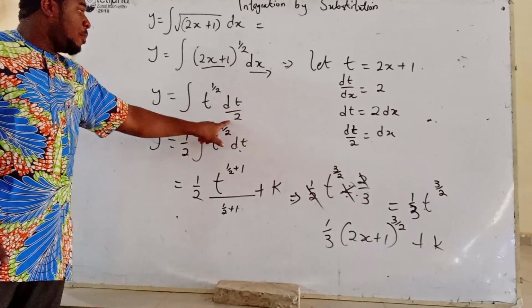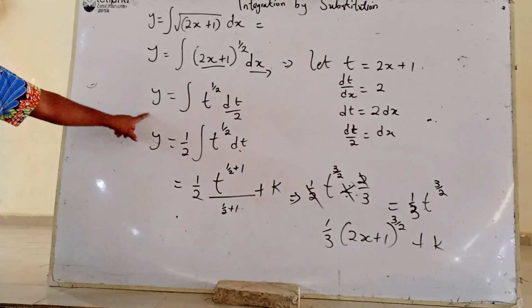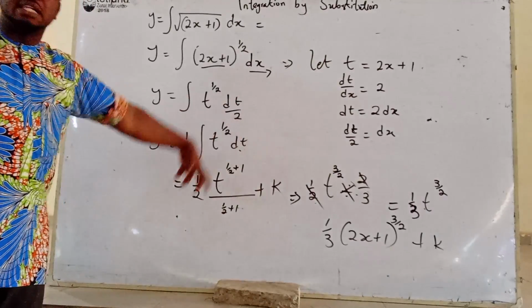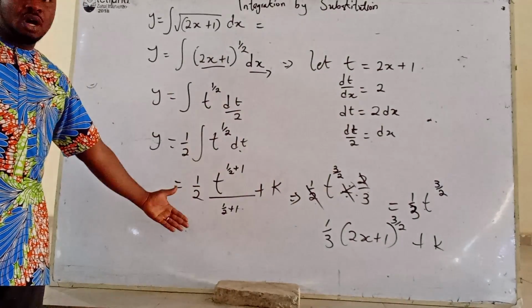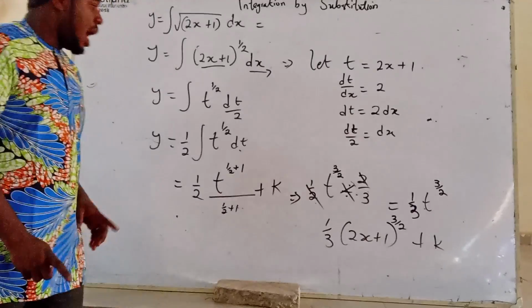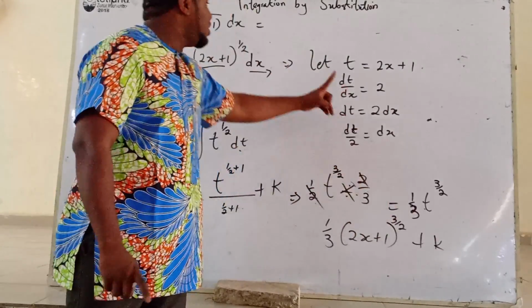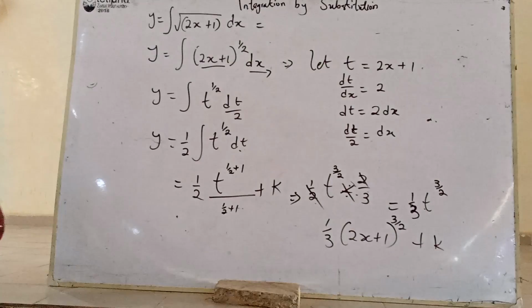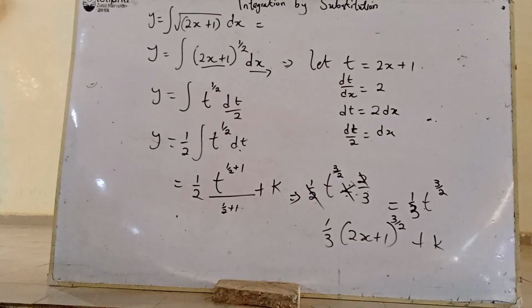The dx is now dt upon 2. We factor out 1 over 2 outside. Right? Now we have a certain variable t and we can integrate with respect to t, which we have done. We simplify and we will now bring back the value of t. The t is actually 2x plus 1, which is here. And maths becomes very simple, as simple as A, B, C, and D. Is maths not simple? Is it not fantastic? It's very simple and sweet.